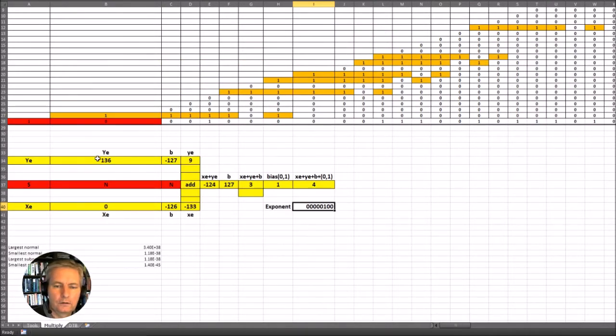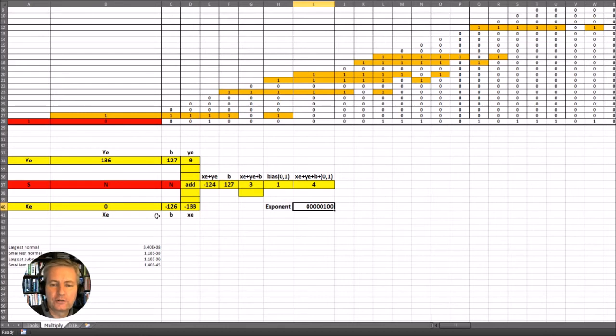Now our ye is the biased exponent for our y value, which was our 1000, and that's a value of 136. We take away the bias, which is 127, and we get our unbiased exponent, which is a value of 9. Now this is a bit where it's slightly different. The exponent value for a subnormal number is all zeros, and in that case we would use the exponent of minus 126. Irrespective of what the subnormal number is, the exponent would always stay fixed at minus 126.